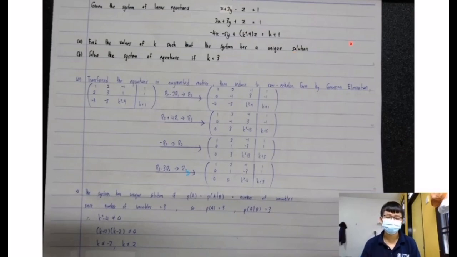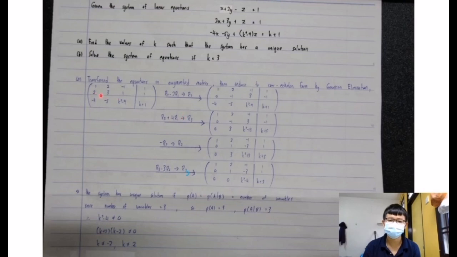Hi, I'm Pangajet. Now I would like to present example 3 for unique solution. First, the question asks to find the value of k such that the system has a unique solution. So first, we need to transfer these 3 equations into augmented matrix form like this. Then we reduce this to row echelon form by using Gaussian elimination. Row echelon form is when these 3 numbers become 0.